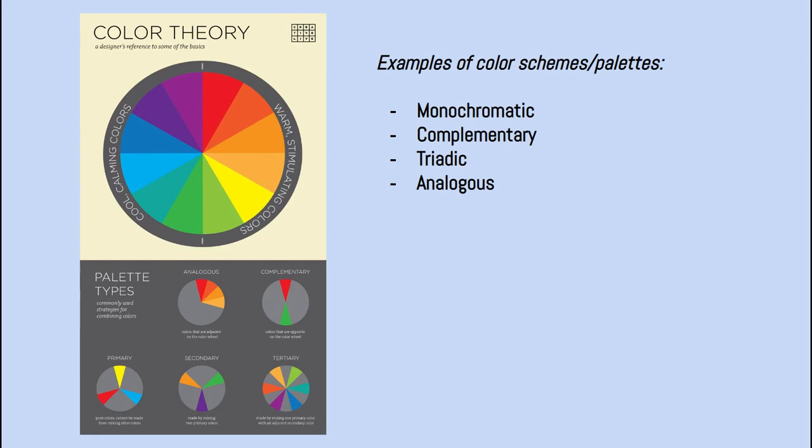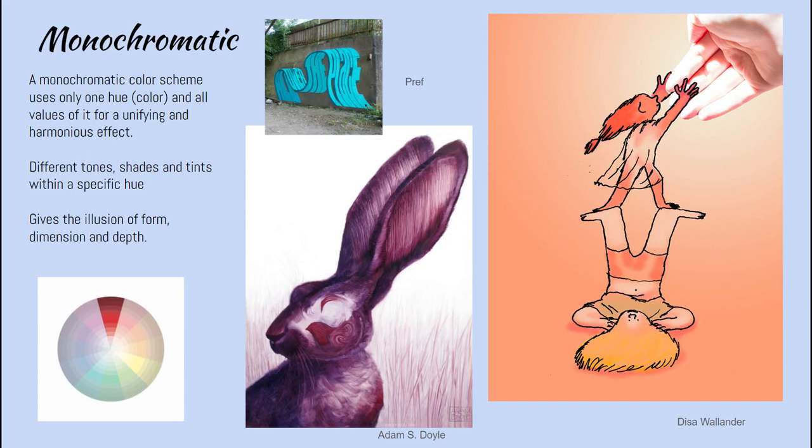Examples of color schemes or color palettes, people use both of those terms, would be monochromatic, complementary, triadic, and analogous. Those are going to be some of the ones we take a look at. Here is a great visual to show that, but we're going to go deeper into each one. So monochromatic is a color scheme that uses only one hue, but all of its values to create a really unifying and harmonious effect.